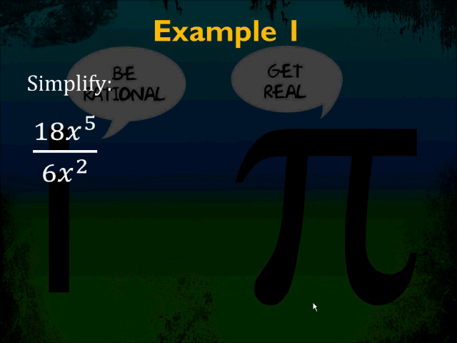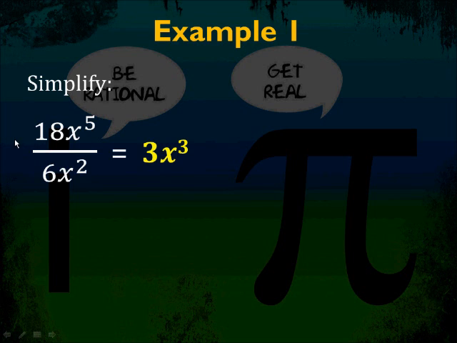So let's take a look at example 1. 18x to the 5th divided by 6x squared. You have two things going on here. We have 18 over 6 and x to the 5th over x squared. 18 over 6 you just simplify like it were a regular fraction. So 18 over 6 is 3. For the x to the 5th over x squared, the last law tells us that you subtract 2 from 5. Since the top exponent is bigger than the bottom one, the answer is 5 minus 2. So your final answer is 3 times x cubed.